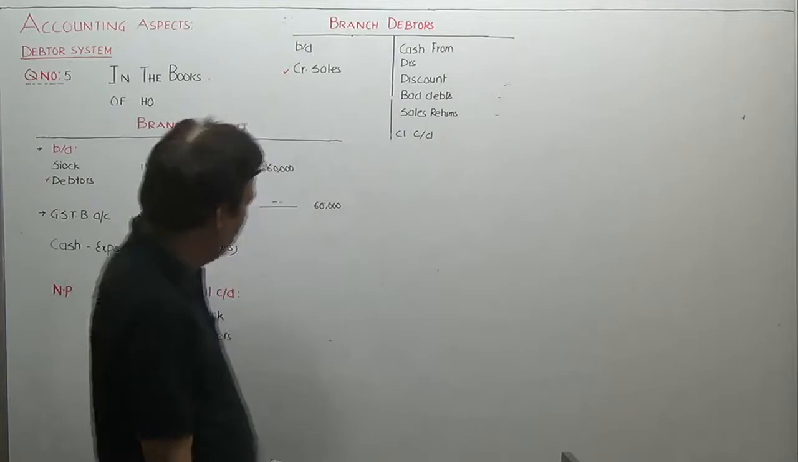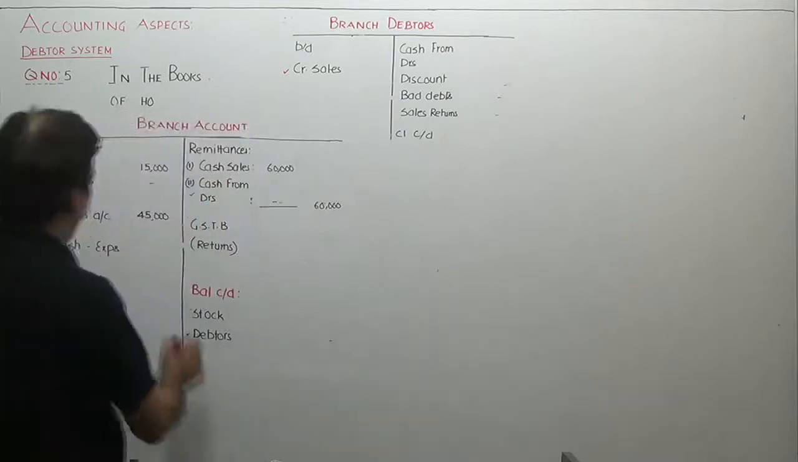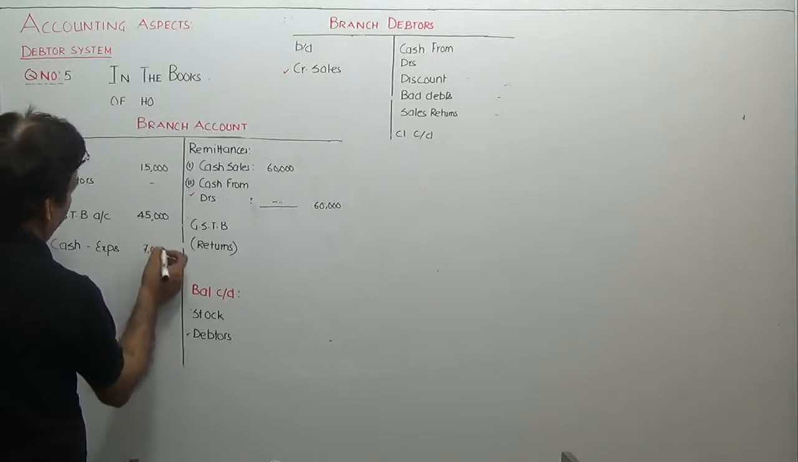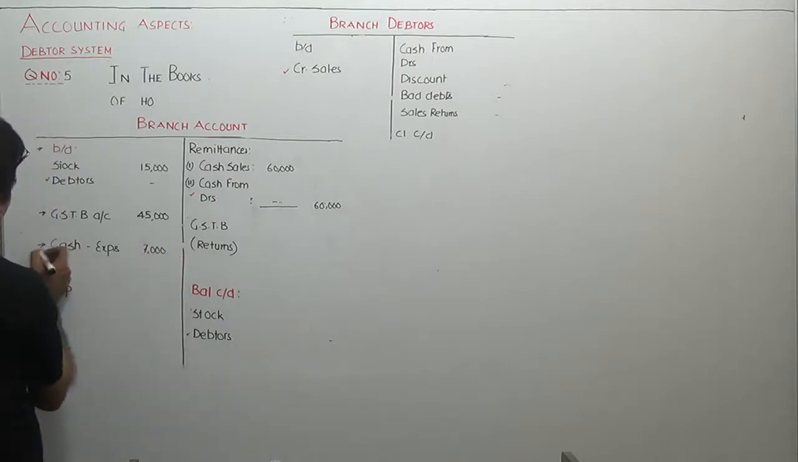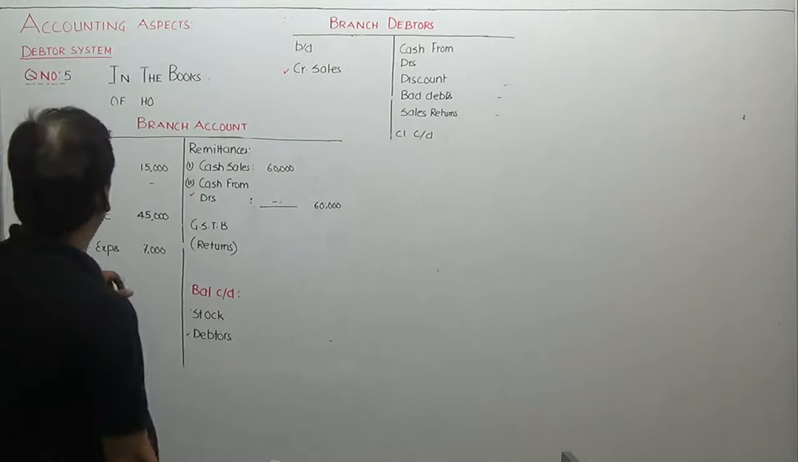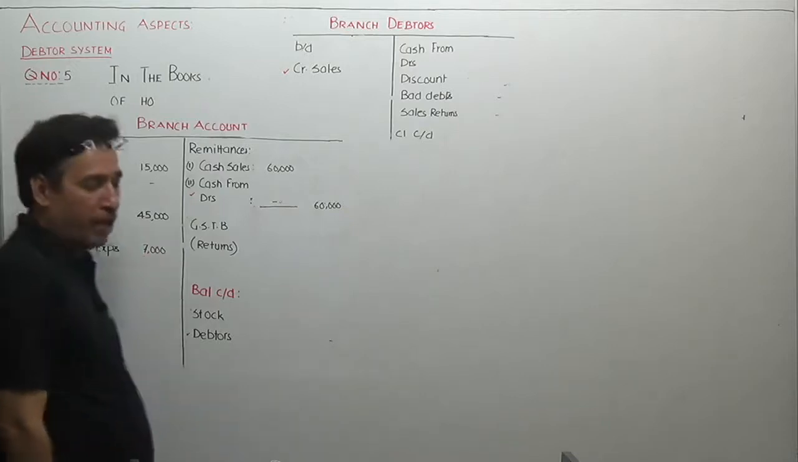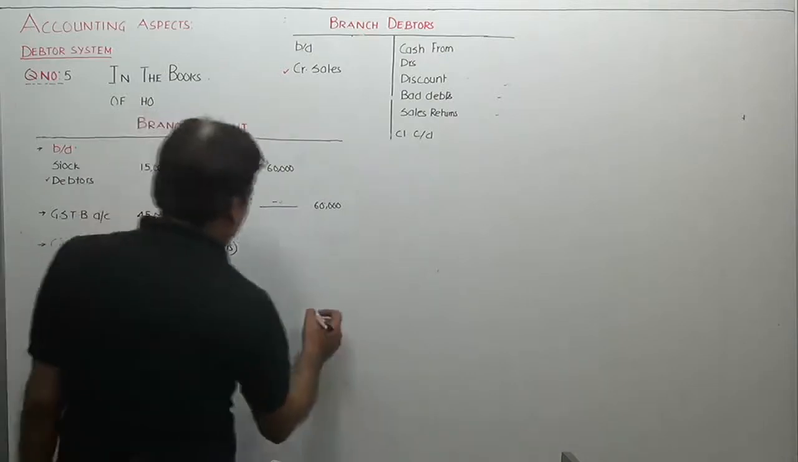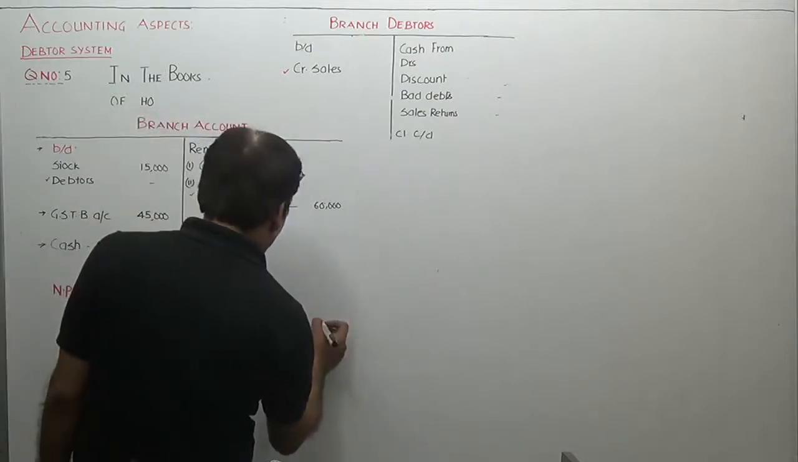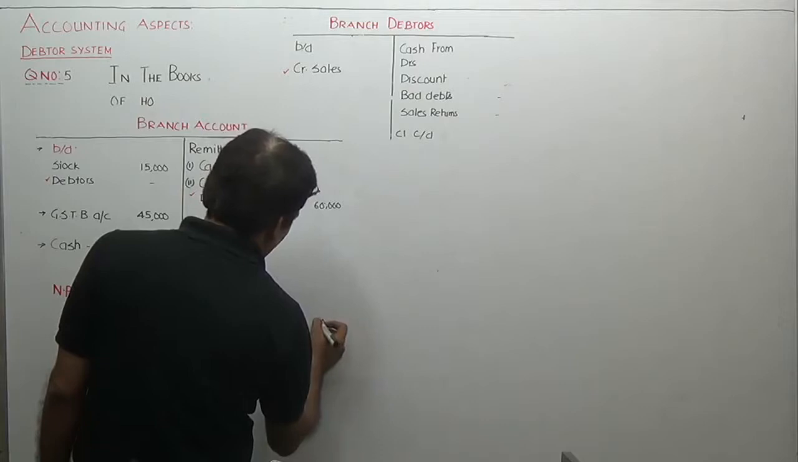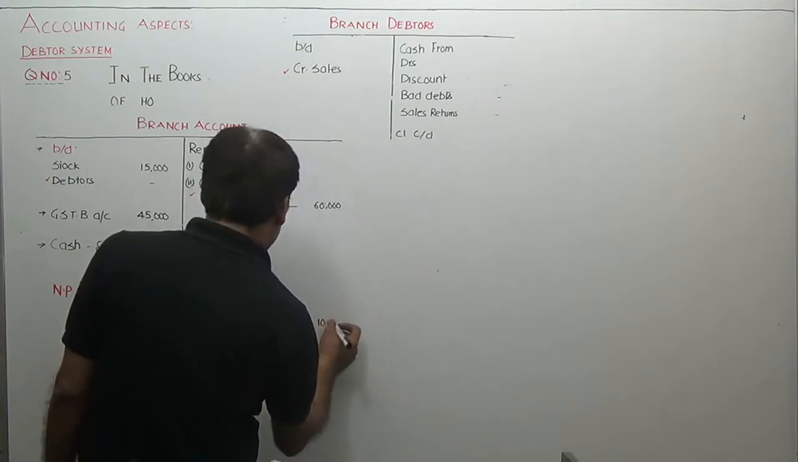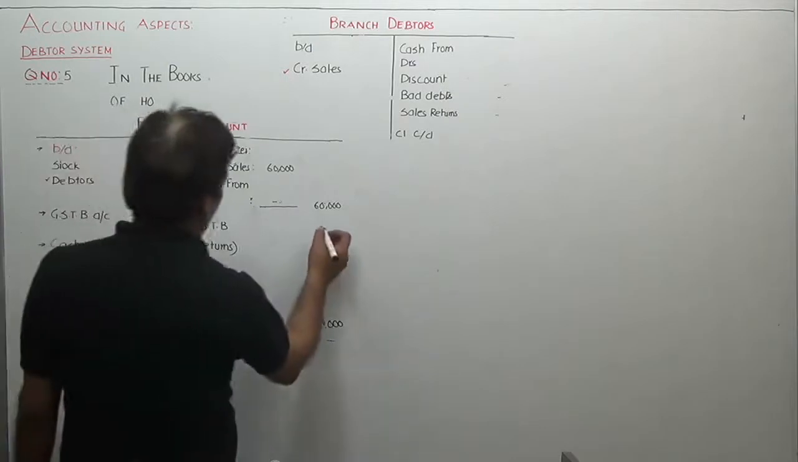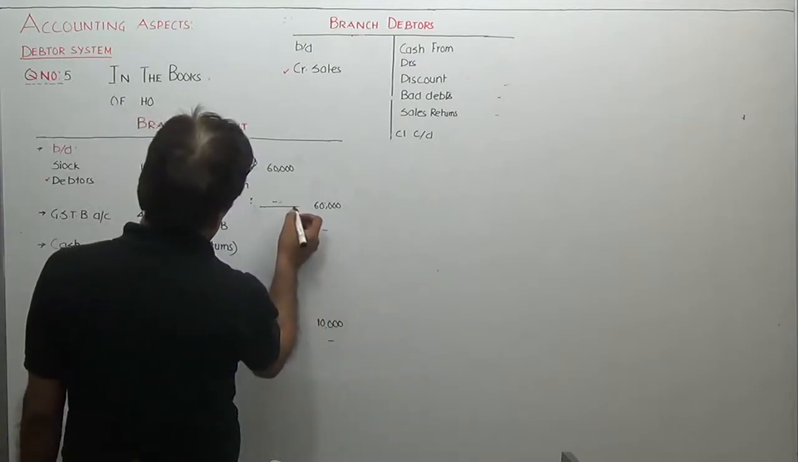Then expenses: it will always be presumed that whatever expenses are there, cash has been sent for the same by the head office. So you are going to write to cash, expenses 7,000. Then closing stock is also given. It's a very elementary question. 10,000 is your closing stock, so you will write the amount of closing stock down here. No goods return has been given in this question.